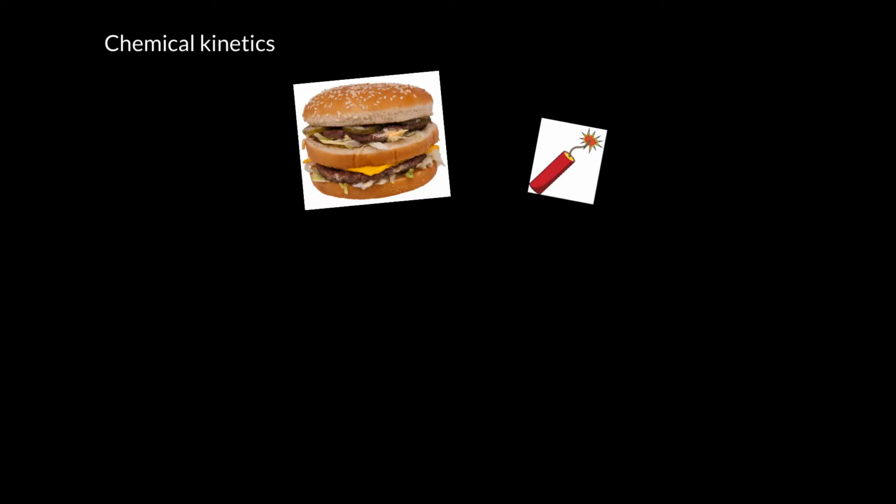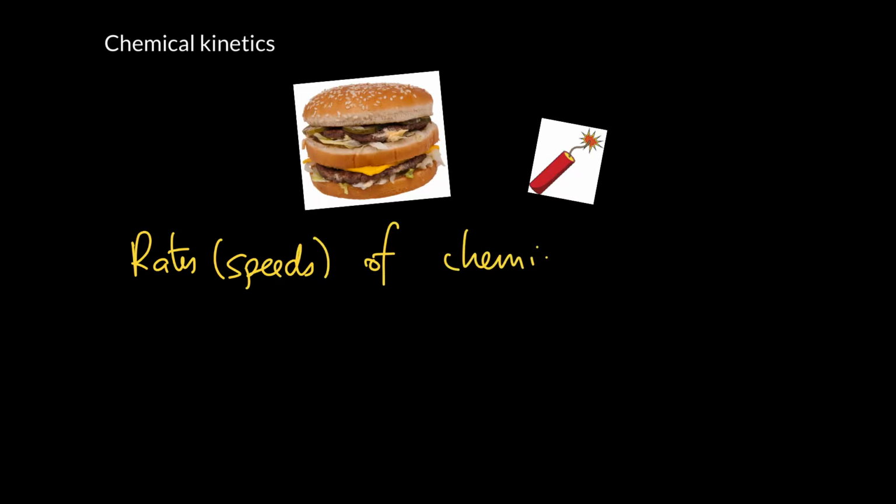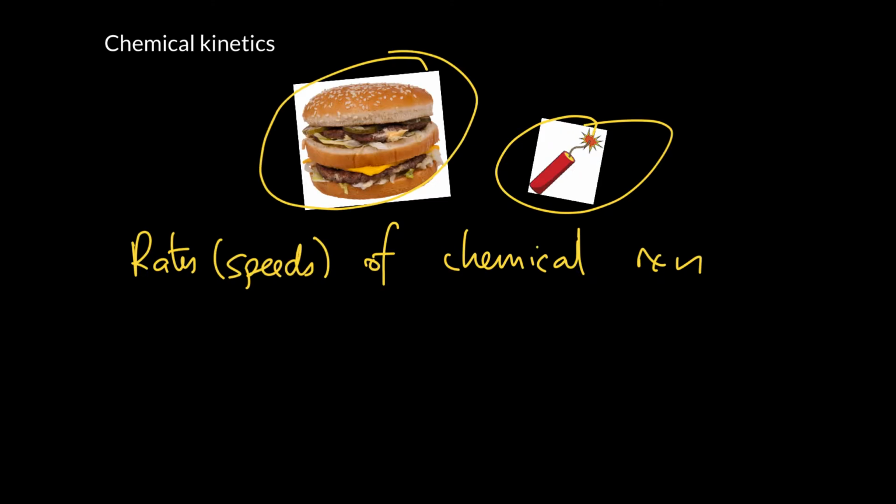So that is essentially what we mean when we write chemical kinetics. It is the rate, or speed, of chemical reactions. And clearly it matters whether we are releasing the energy in dynamite in a fraction of a second versus a Big Mac over fractions of a day.